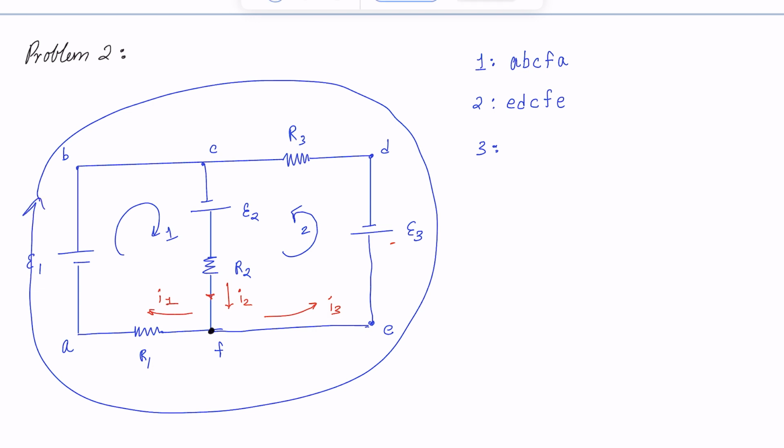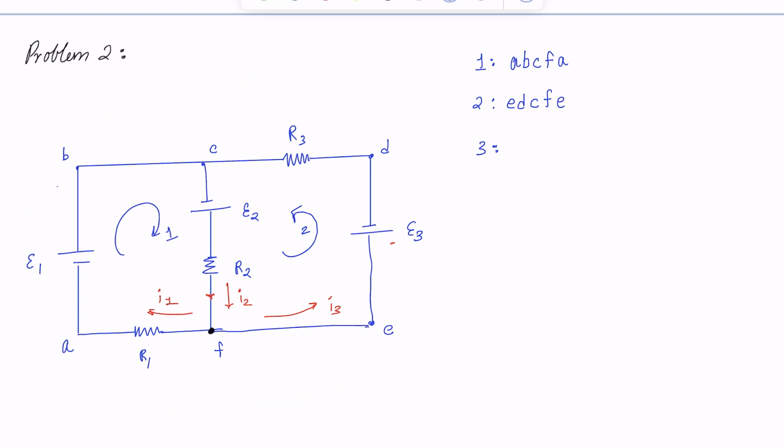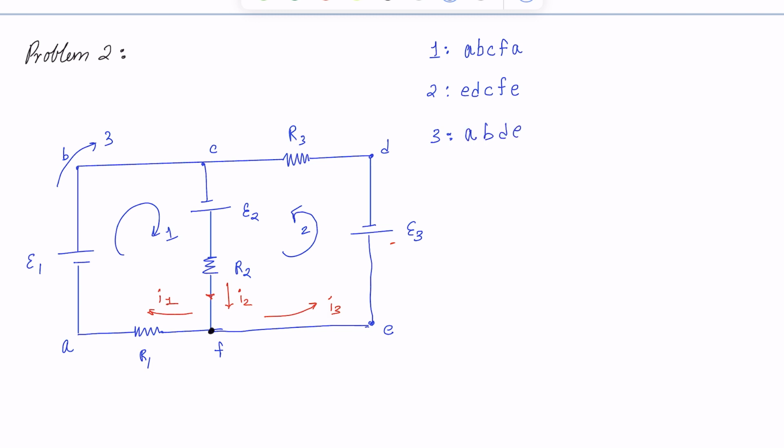Okay, so that's loop 3. Now the directions of going around these loops are arbitrary. You can choose whatever you want to. Always that will be the case unless for some reason it is specified in the problem. So this bigger loop is A, B, D, E, A. Okay, so there are 3 loops here.